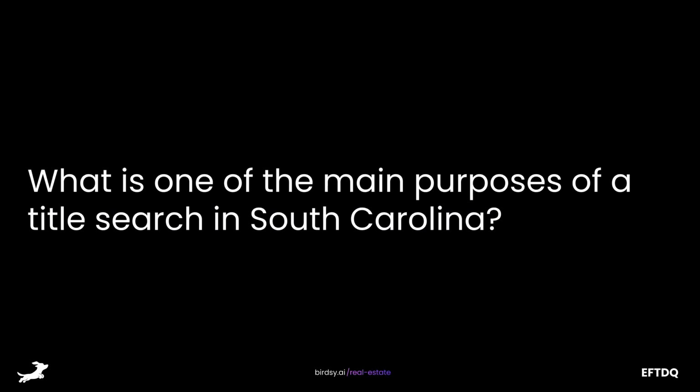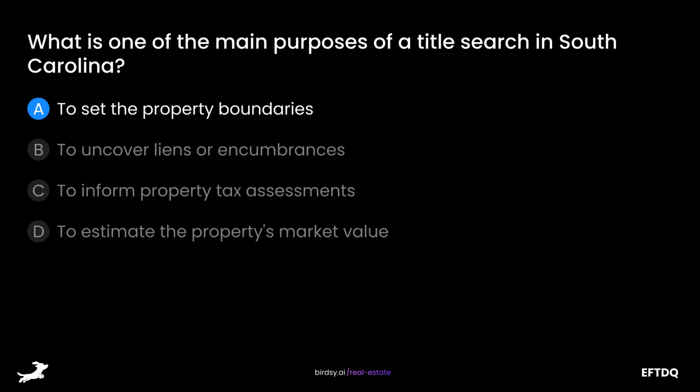What is one of the main purposes of a title search in South Carolina? Is it A, to set the property boundaries, B, to uncover liens or encumbrances, C, to inform property tax assessments, or D, to estimate the property's market value? The answer is B, to uncover liens or encumbrances.